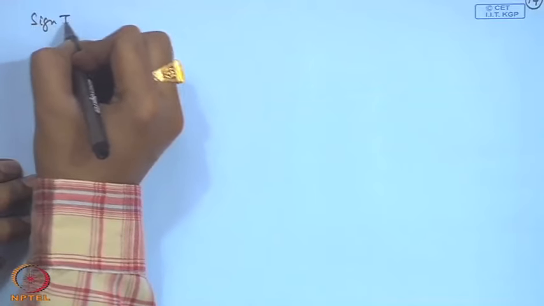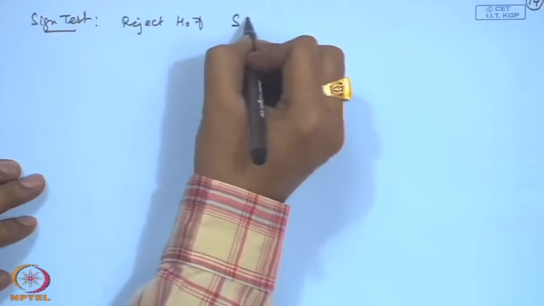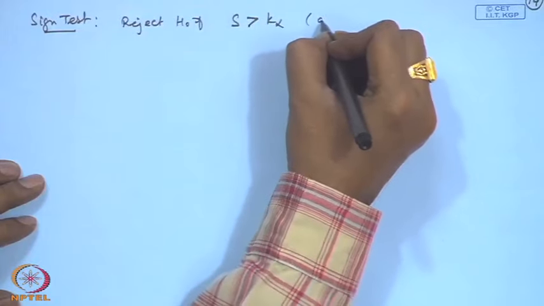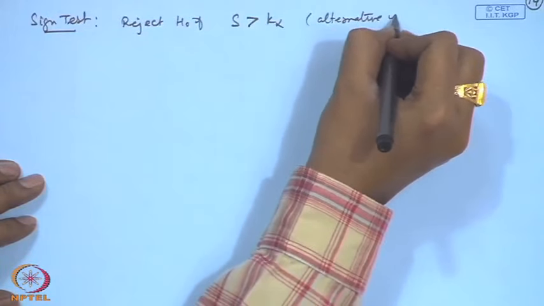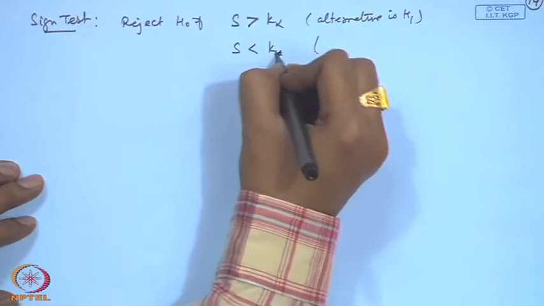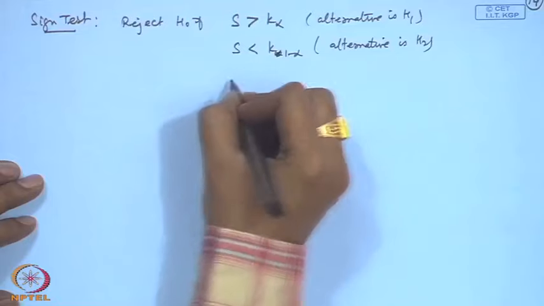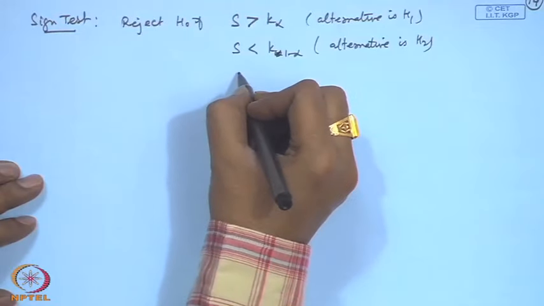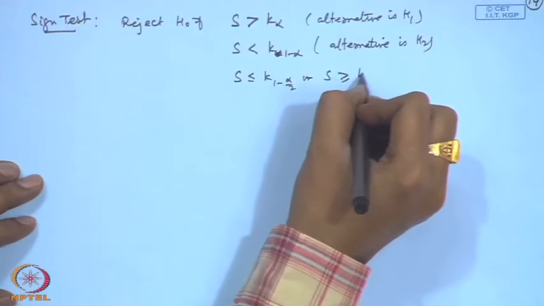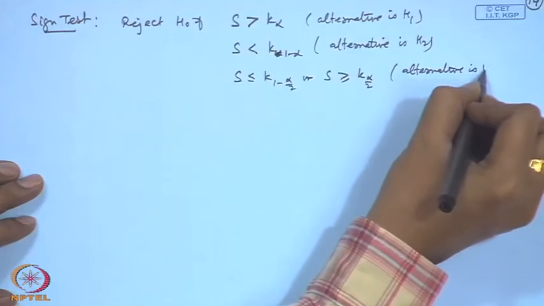So, the sign test is: reject H naught if S is greater than some k alpha, if the alternative is H 1; if S is less than k 1 minus alpha, if the alternative is H 2; and if S is less than or equal to k 1 minus alpha by 2 or S is greater than or equal to k alpha by 2, if the alternative is H 3.